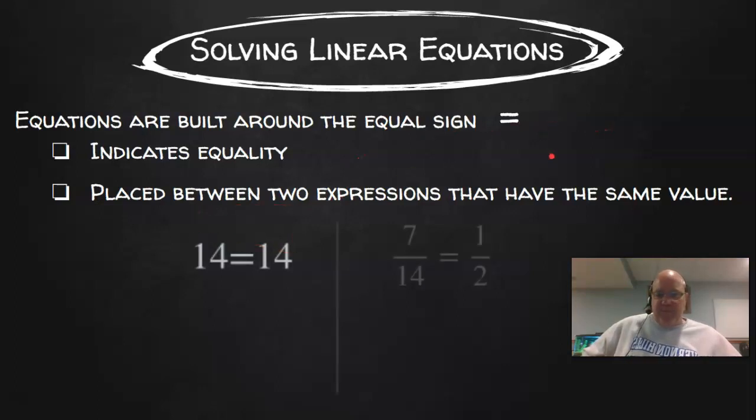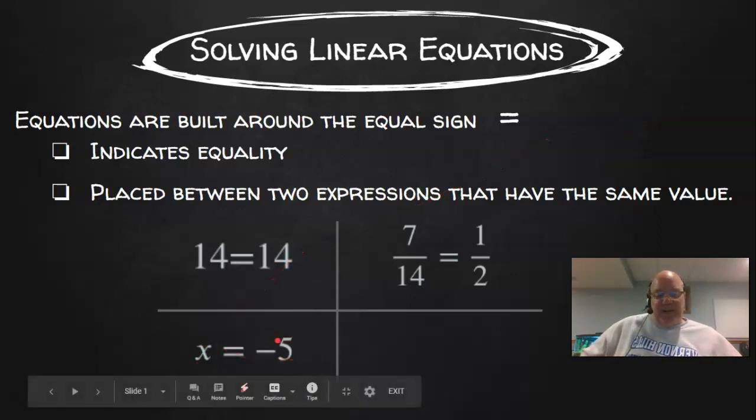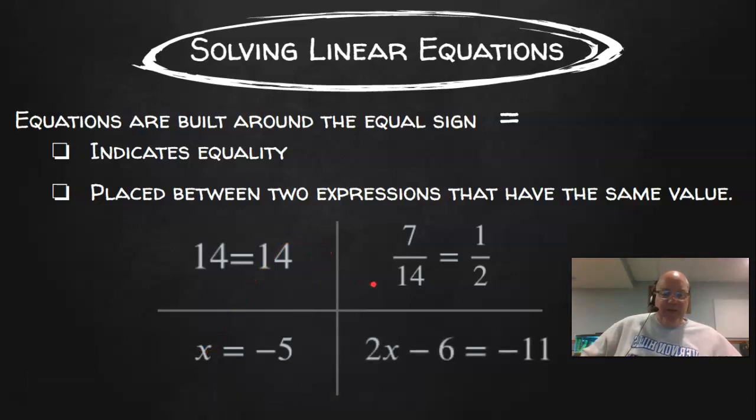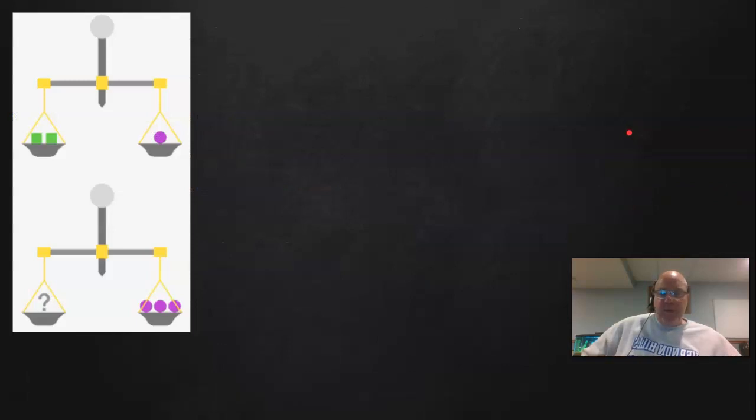Pretty obvious example there. You've seen equal signs used in this way where I can say 7/14 has the exact same value as 1/2. When we introduce variables, you've seen us say that x equals -5, or the value of x is -5. And then finally, in a linear equation, we can say that the expression 2x minus 6 has a value of -11.